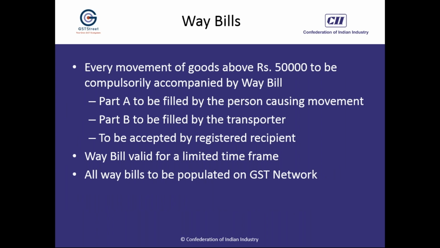But then there is another compliance which will be bothering all of us, which is not currently made applicable to all, but in due course, maybe within a month or 2 or 3 months down the line, it will come up, because we have already got the way bill rules, and these rules specify that every movement of goods above 50,000 is to be compulsorily accompanied by a way bill.